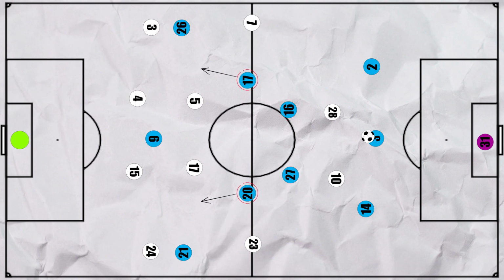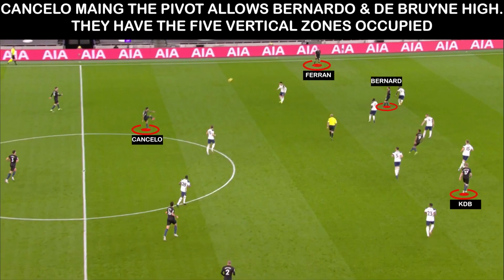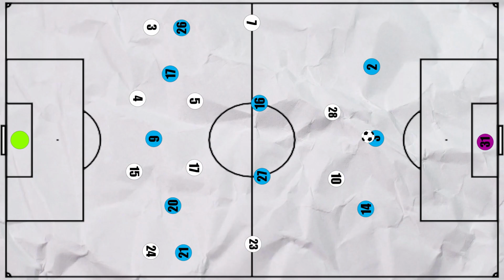We often saw Bernardo push high into the half space, whilst De Bruyne would do the same on the right to create a front five to use all 5 vertical zones of the pitch. Mourinho adapted to this quickly. He dropped the 2 forwards deeper so that instead of pressuring the centre-backs, they used their cover shadows to stop the supply into the pivots.